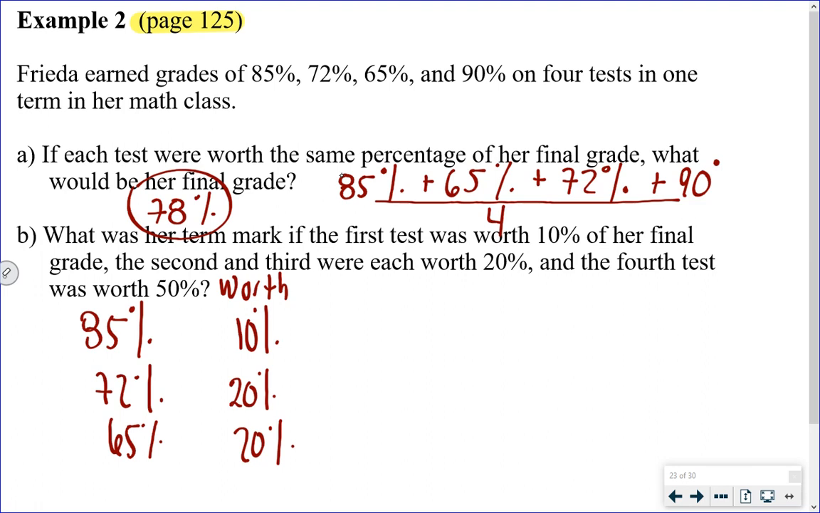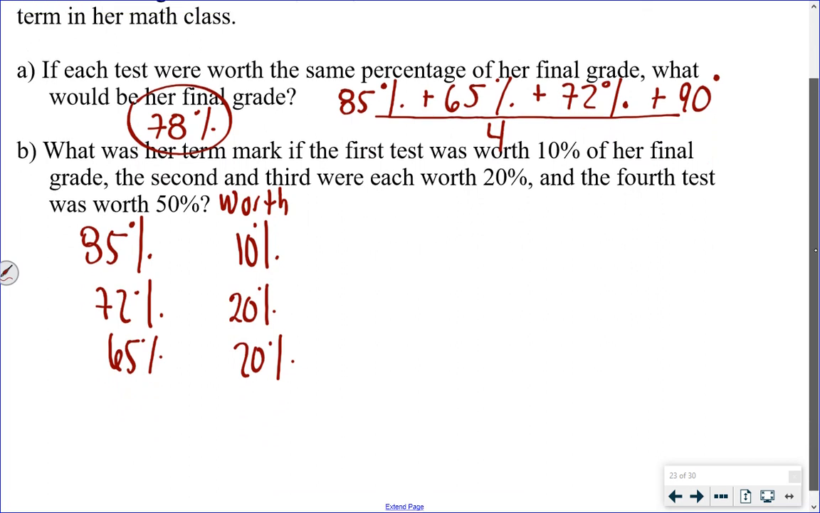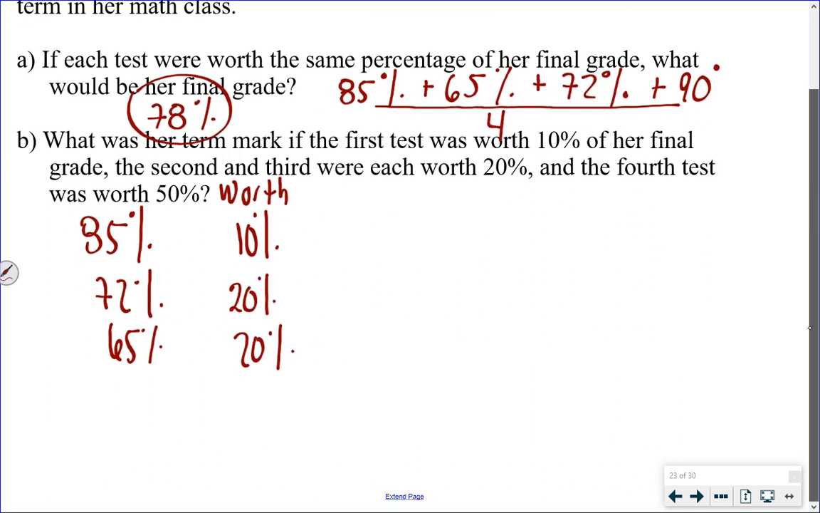Does it? Add these up. 50. And that explains why the final test is worth 50%, right? So this final test that she got 90% on is worth 50%.